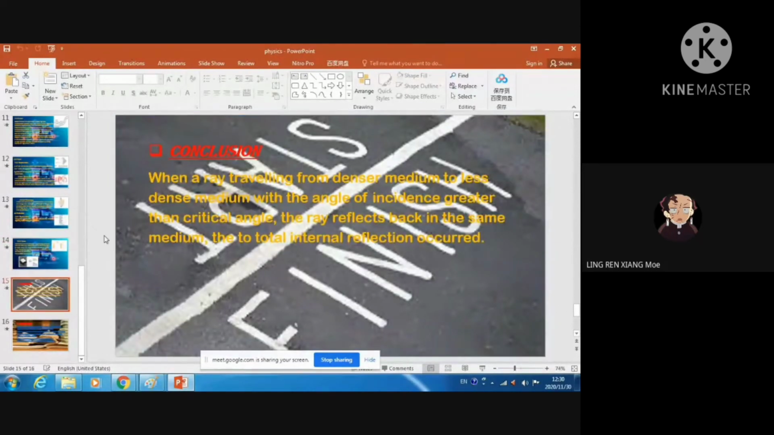Finally, this is our conclusion. When a ray travels from a denser medium to a less dense medium with the angle of incidence greater than the critical angle, the ray reflects back in the same medium. Total internal reflection occurs.